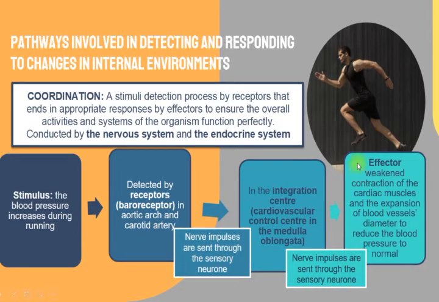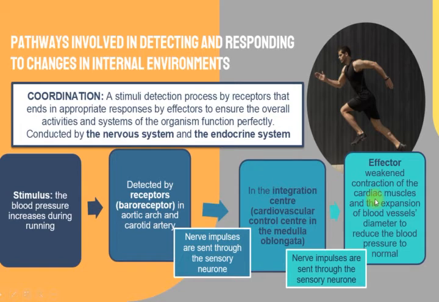Okay, and the effector will receive the impulse. What happened? The effector weakens the contraction of the cardiac muscle and expands the blood vessel diameter to reduce the blood pressure to normal. Okay, so now what happened?